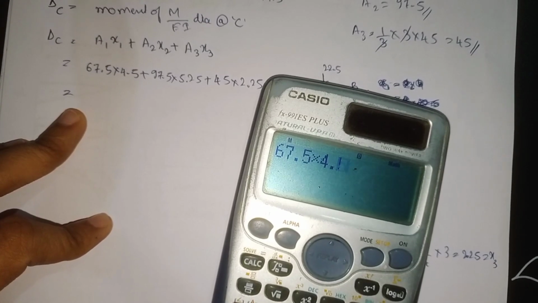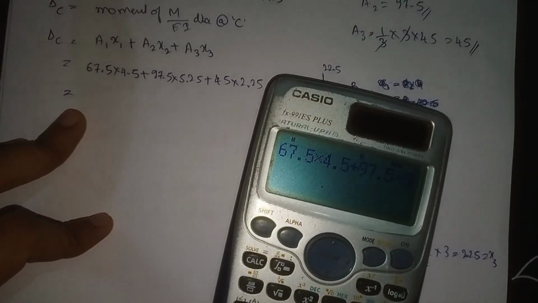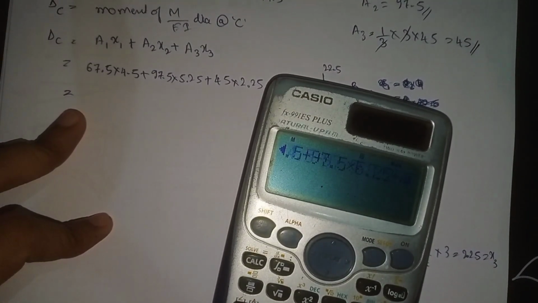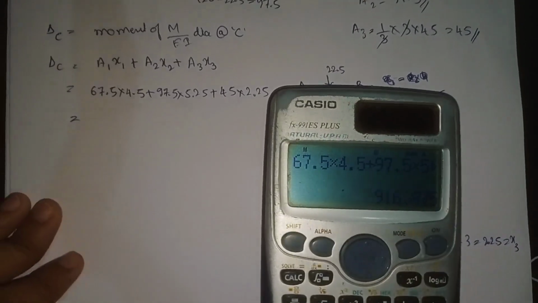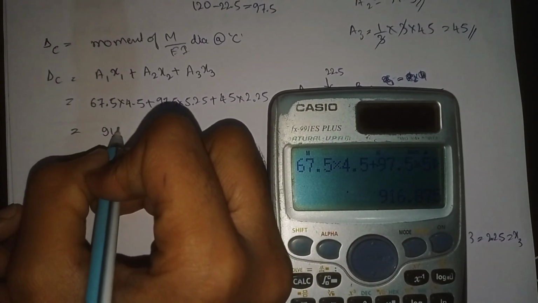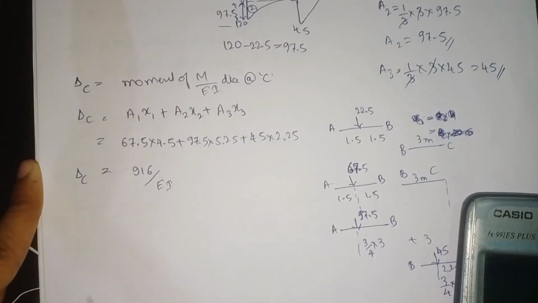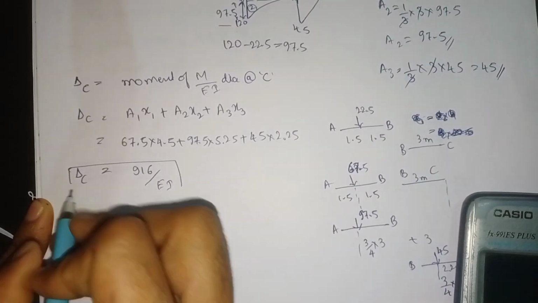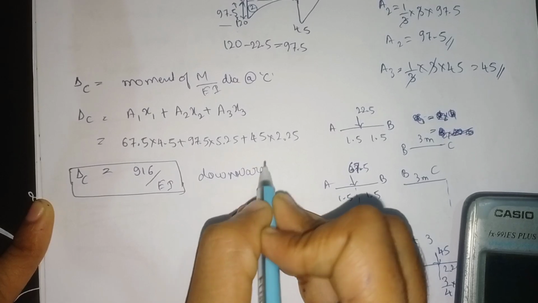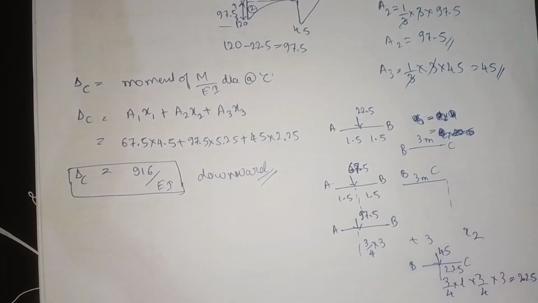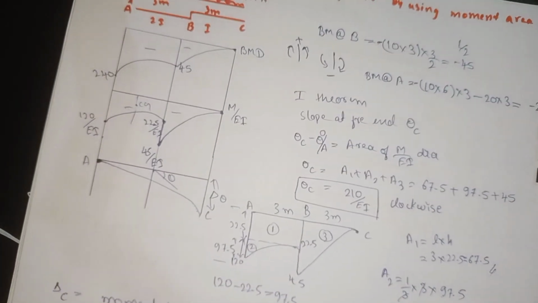67.5 into 4.5 plus 97.5 into 5.25 plus 45 into 2.25. If you do, the value will come to 916. So 916 divided by EI is the value of the deflection at point C. This is also downward. This is how we need to find the deflection at point C. Here our problem ends.